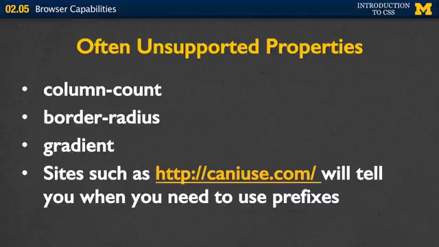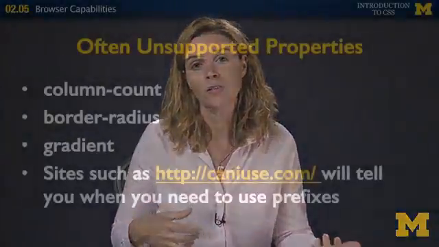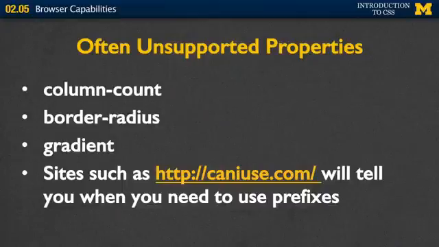A third option would be gradient. And gradient is a very cool kind of background color that lets color go from one shade of blue to maybe gray or red or anything like that, and it gives it a different appearance. Now, there's no way for you to really know which properties are supported and which ones aren't. So I have this link here to a site called caniuse.com.